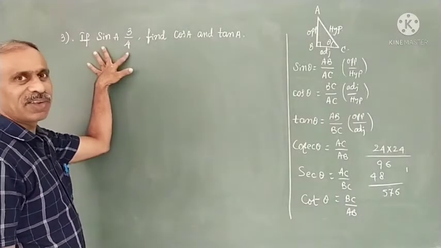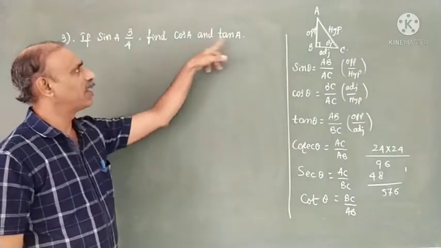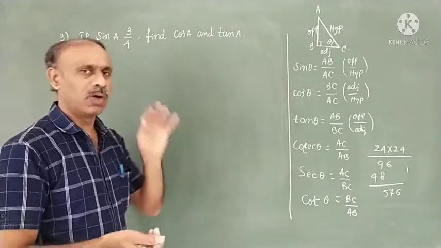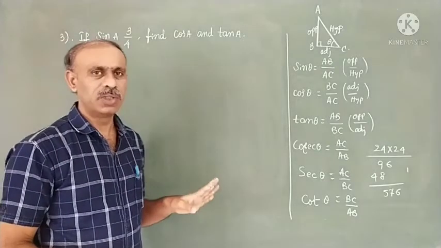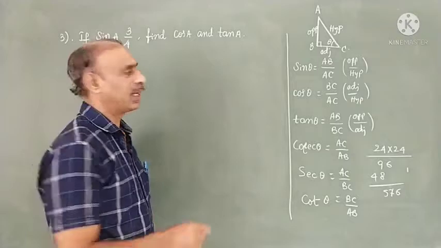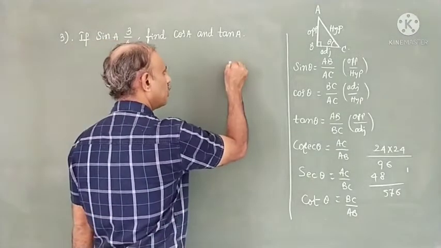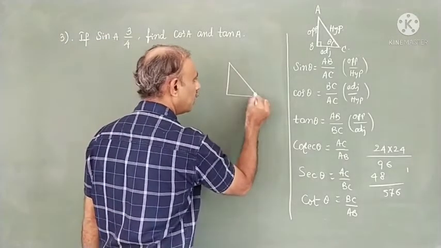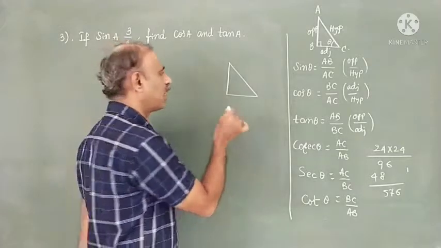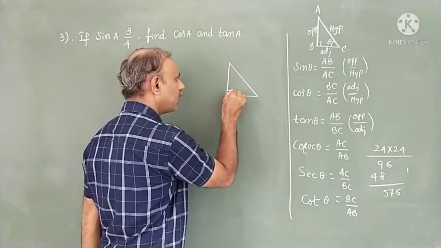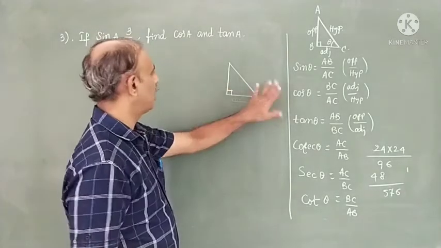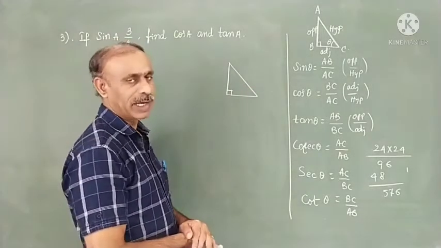Come to the third problem. Sin A they have given. We need to find cos A and tan A. So, as I already told, first go with a right angle triangle. Then easily you can understand what they have given and what we need to find. So yes, I have written a right angle triangle.